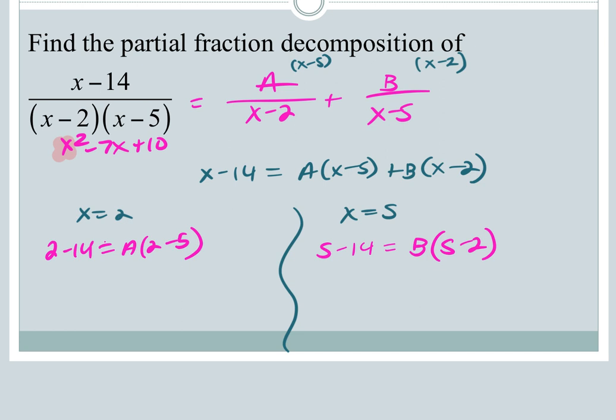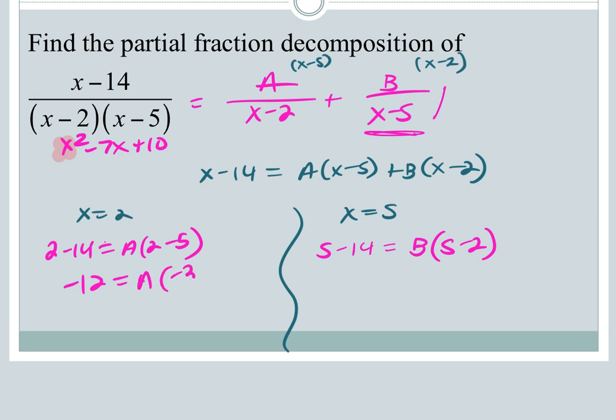Oh, did I mix it up? Why does the x minus 5 get A? Wouldn't it be the other way around? X minus 5. The denominator of x minus 5. Oh, like, you can't switch it? You can. Oh, so as long as the right number goes over the right denominator, the order doesn't matter.